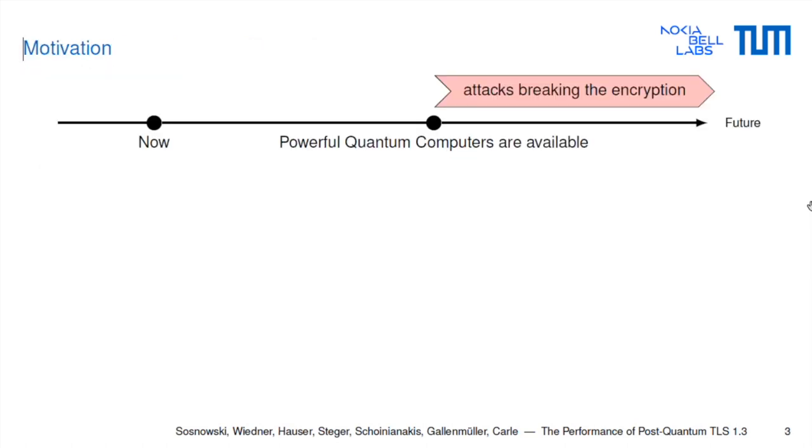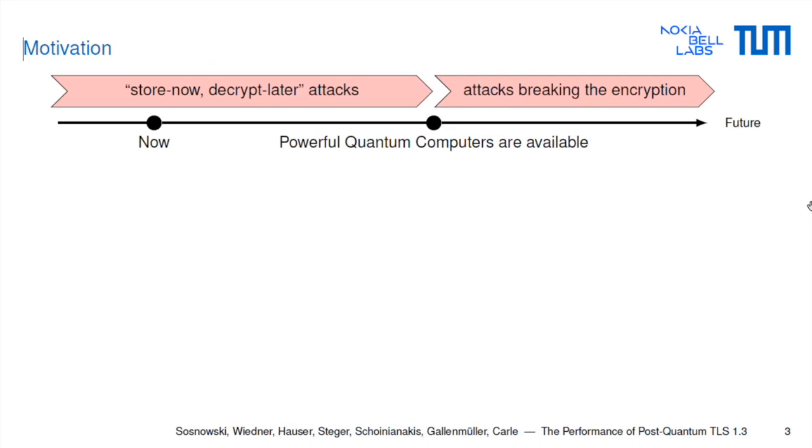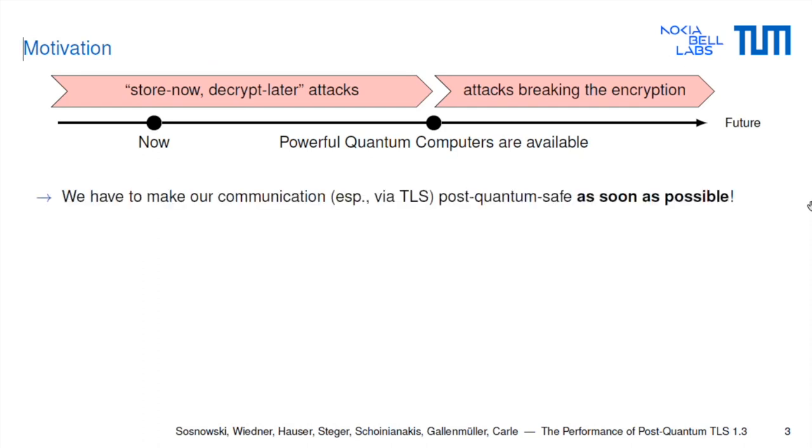It's a good point, because we are here on the left, so there are no powerful quantum computers available yet that threaten our secure communication by breaking the encryption. However, there is the threat of these store now, decrypt later attacks, where an attacker just stores traffic now and decrypts it as soon as powerful quantum computers are available. So this basically means we should do something now. We should make our communication, for example via TLS, post-quantum safe as soon as possible, or ideally yesterday already.